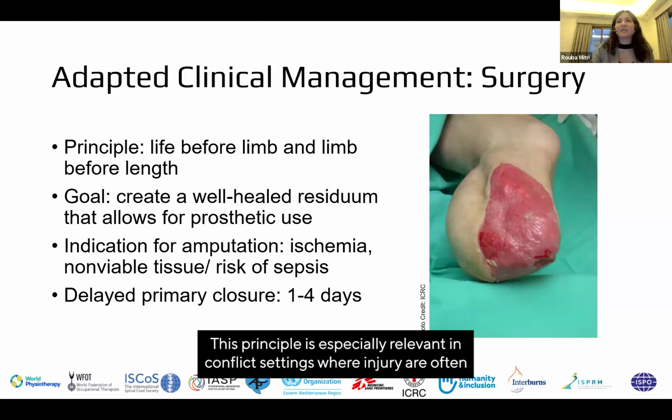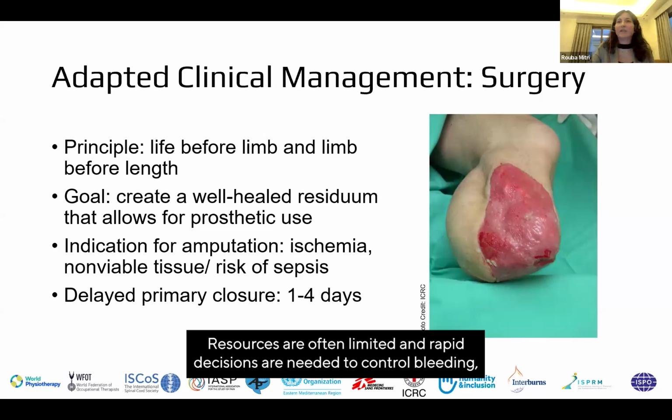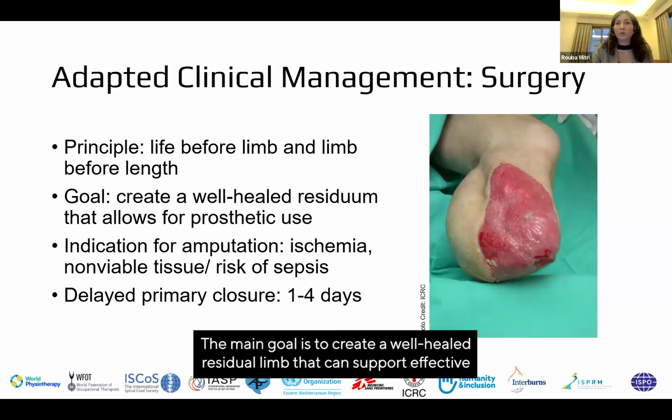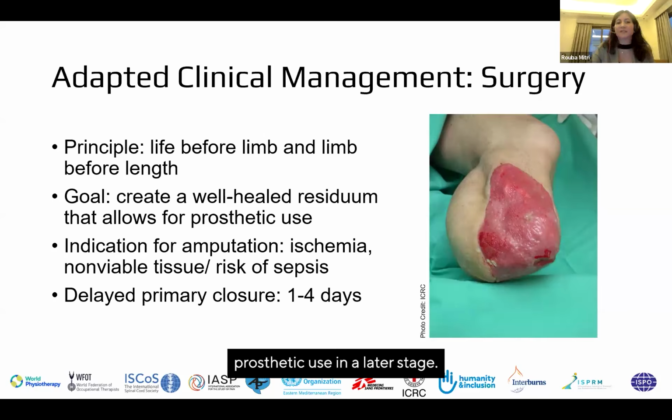This principle is especially relevant in conflict settings, where injuries are often severe, resources are often limited, and rapid decisions are needed to control bleeding, to prevent infection, to reduce the risk of death. The main goal is to create a well-healed residual limb that can support effective prosthetic use in a later stage.